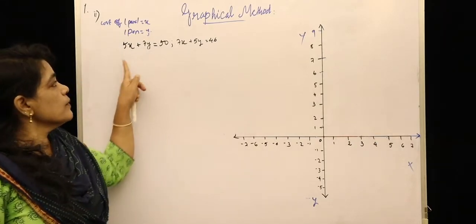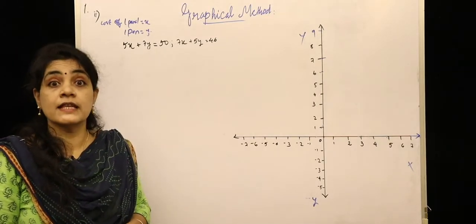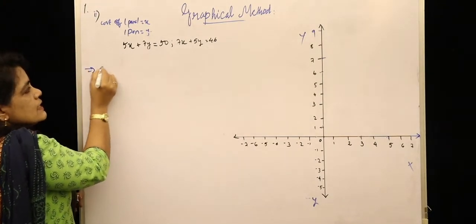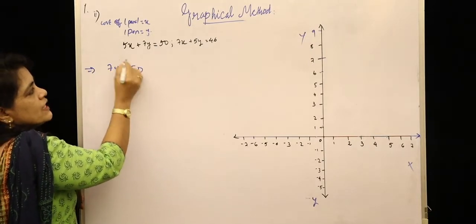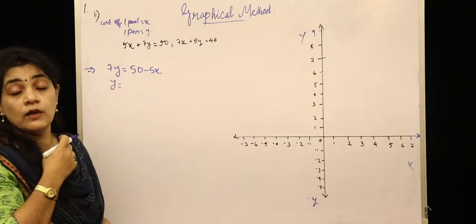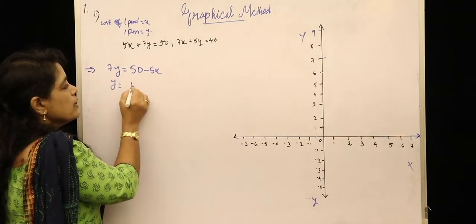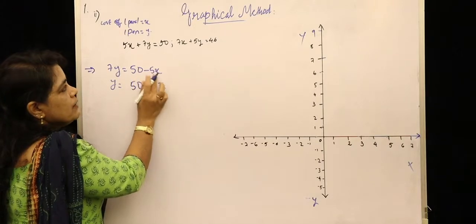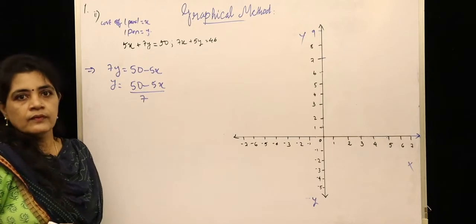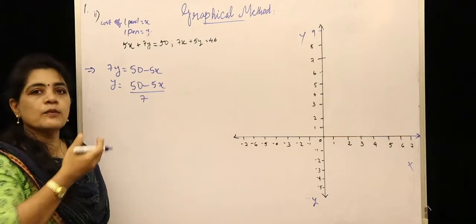From the first equation, I am going to represent the equation in terms of one of the variables, by taking the x term to the RHS, that is 7y is equal to 50 minus 5x. From this you have to write y alone. We need the value of y alone. We should keep the variable alone on the LHS so that its coefficient becomes the denominator. So y equals 50 minus 5x, no change in the numerator, divided by 7. If you substitute different values of x, you will get the corresponding value of y.